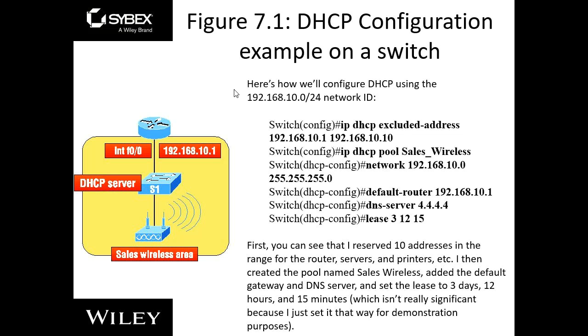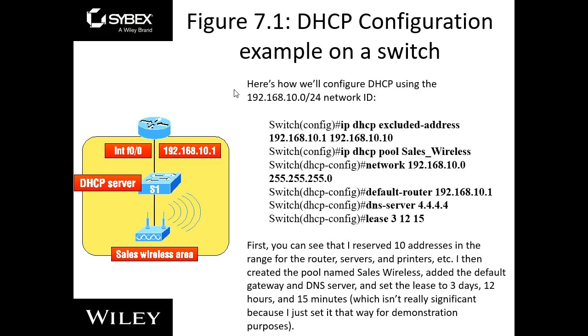All right, if you look at the diagram on the left, you'll notice that there's a sales wireless area. And what happens is as laptops and other portable devices log into the network, they're going to want an IP address. Now, in this particular case, a switch is being used as the DHCP server. You can use both switches and routers. I personally prefer routers simply because of things like the relay, the DHCP relay.